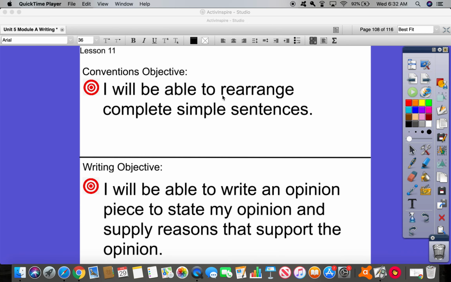I will be able to rearrange complete simple sentences, and our writing objective is I will be able to write an opinion piece to state my opinion and supply reasons that support the opinion. So we're continuing with the same writing objective.